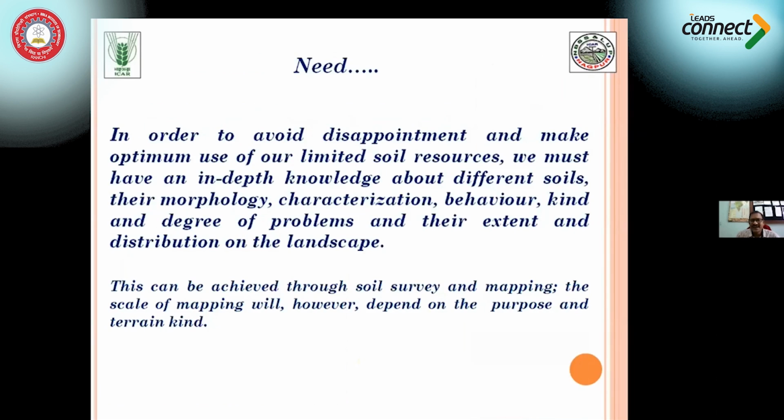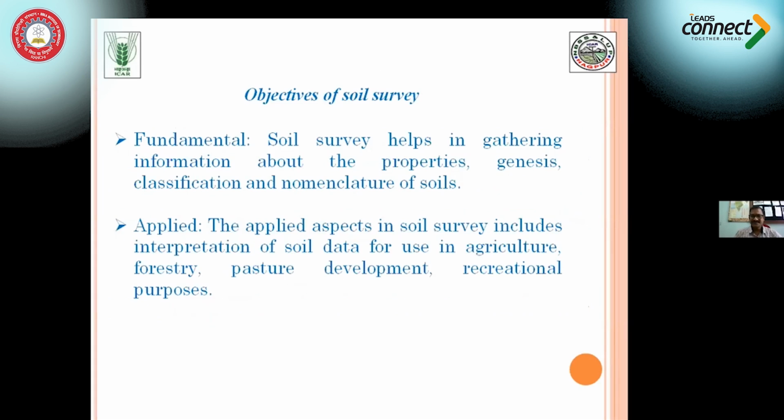What is the need of soil survey? The need is to avoid disappointment and make optimum use of our limited resources. For that, we must have in-depth knowledge about different soils, their morphology, characterization, behavior, kind and degree of problems, and their extent and distribution on the landscape. This can be achieved only through soil survey and mapping. The scale of mapping will, however, depend on the purpose and terrain.